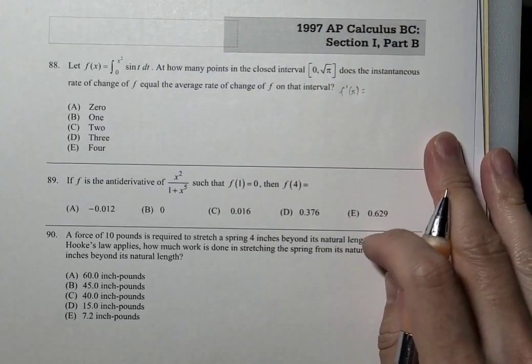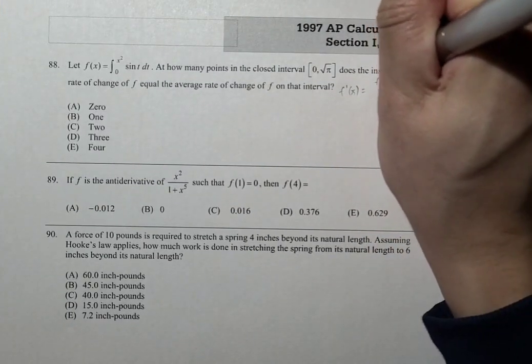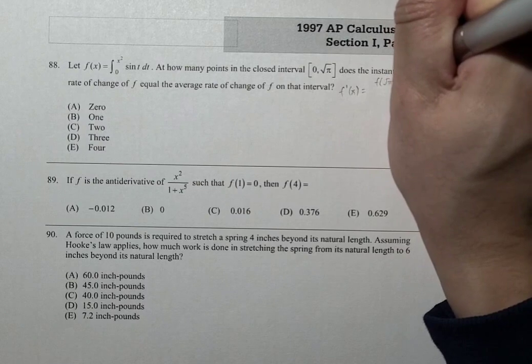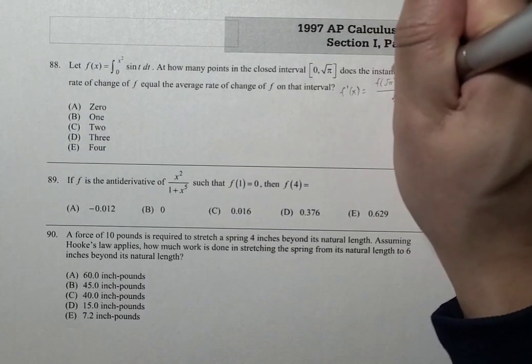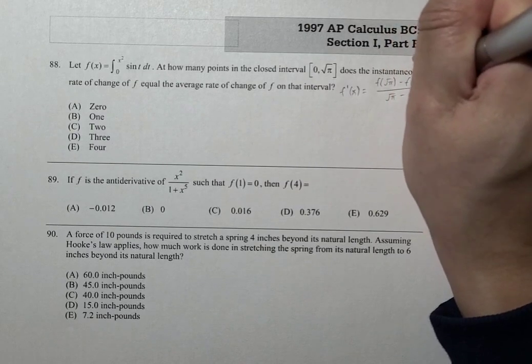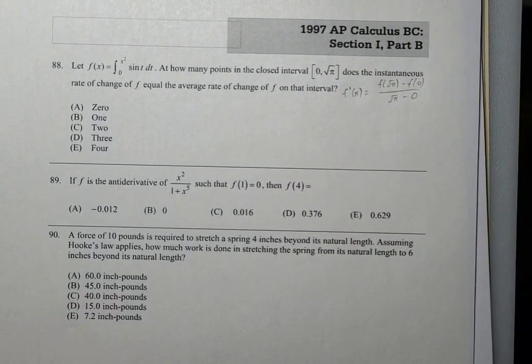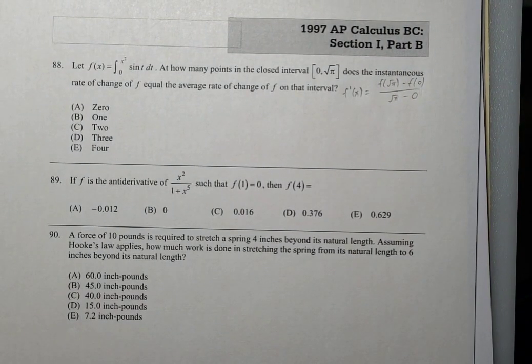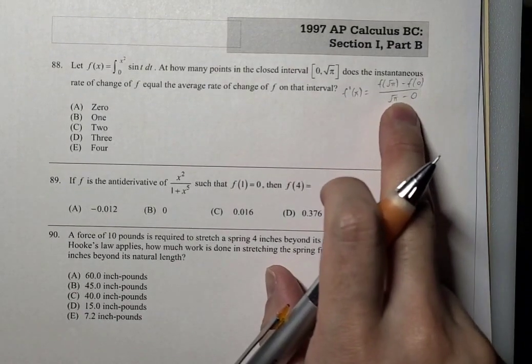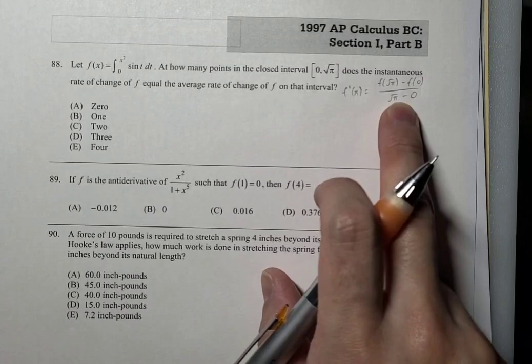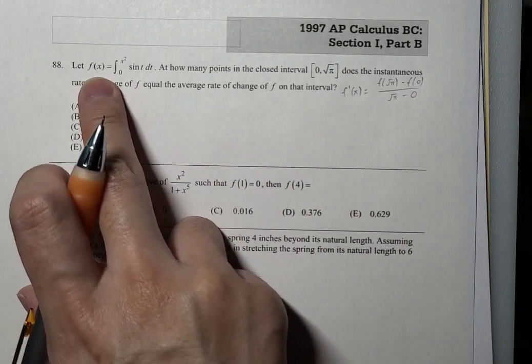What's the average rate of change? It'll be f of square root pi minus f of 0 over square root pi minus 0. Okay? So this side you can find with a calculator. Okay? F prime, what's f prime?